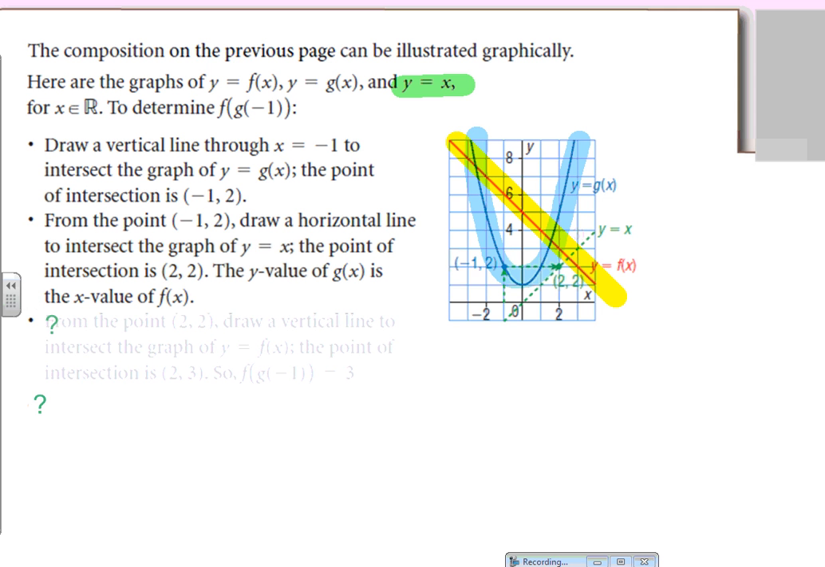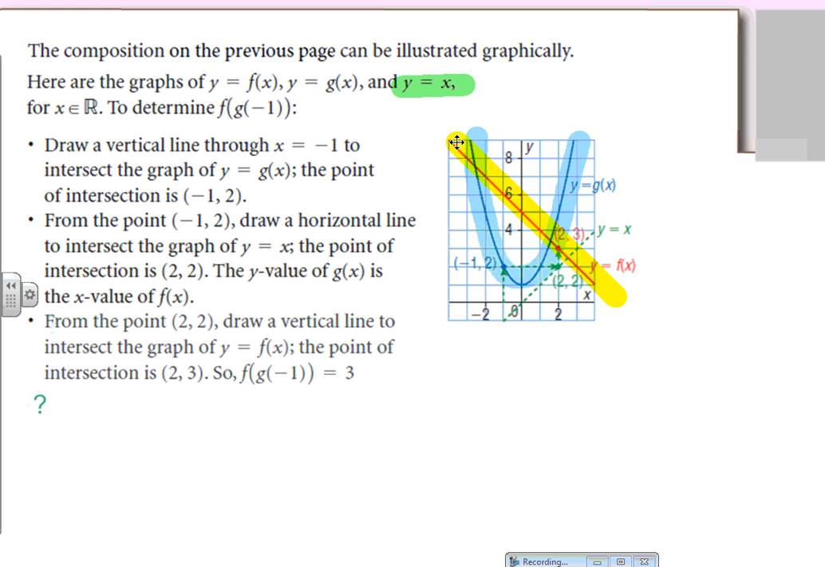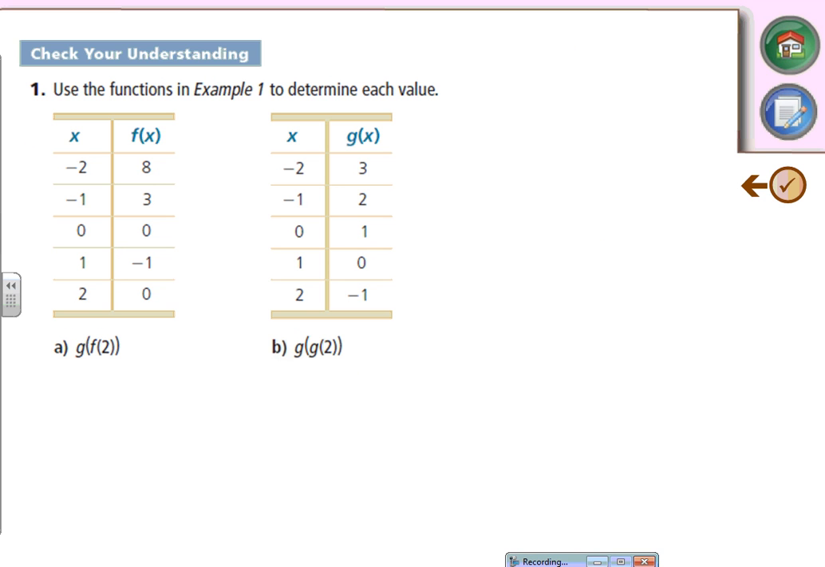And then from there, we're going to draw a vertical line going to the f, or the outside function, and find the point there, 2, 3. The y value of that is going to give us our answer, the 3. What we've got here is called a web graph. All right, using the information from their example 1, we're going to continue on with it.